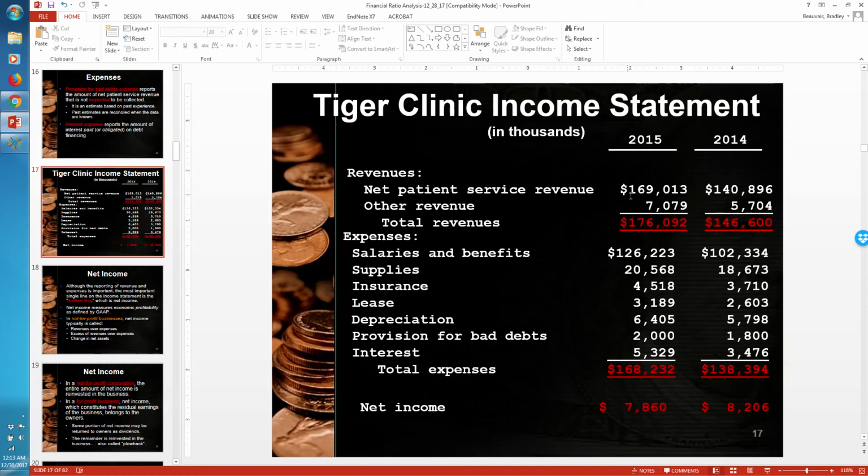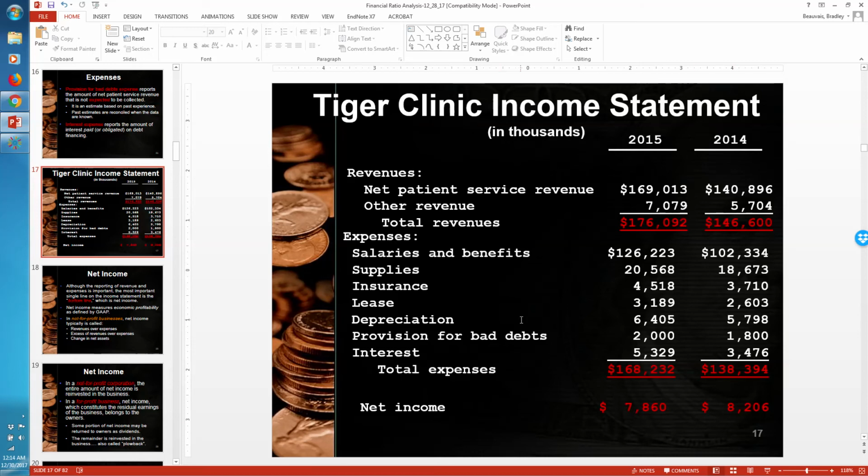Okay, so even though we saw this net patient service revenue jump, which is a good news story, we see a loss actually of net income. Even though we're still positive, right? Revenues still exceed expenses. It's at a lower amount than what we saw in 2014.